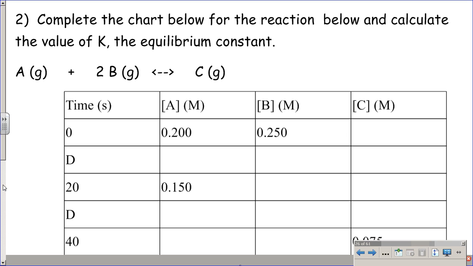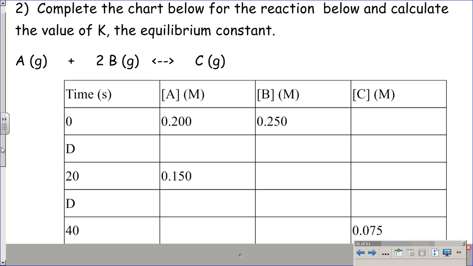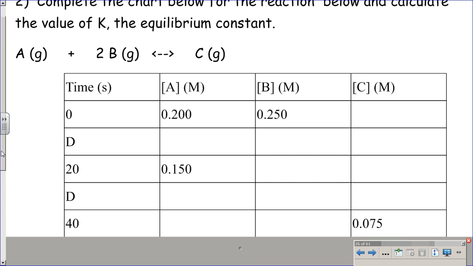Okay. This is the one I actually wanted to get to, for RICE boxes, ICE boxes, whatever you want to call them. Forgive me, I have to talk to you about how this works. If our reaction is A plus 2B equilibrates to C, and you're given initial concentrations, because this is time 0, to be 0.2, 0.25, and then nothing, that means I have 0 of C. So which way does this have to proceed? Right, correct. It does have to proceed right.